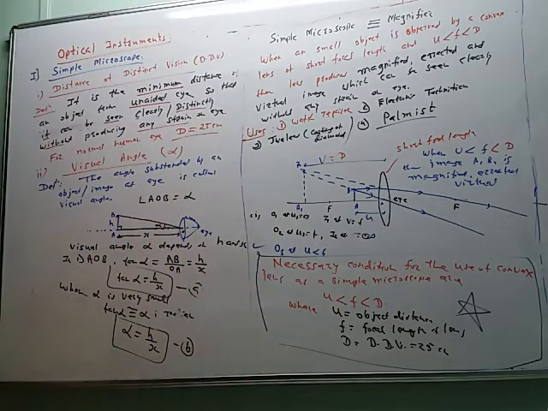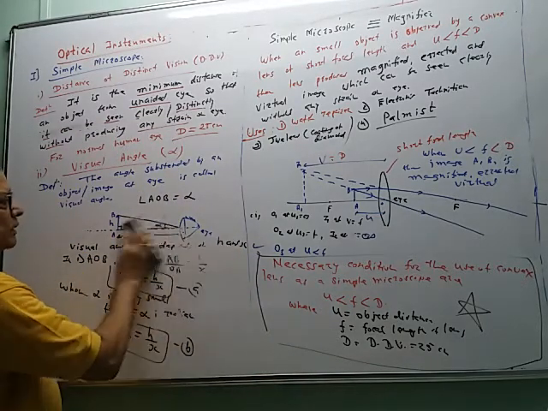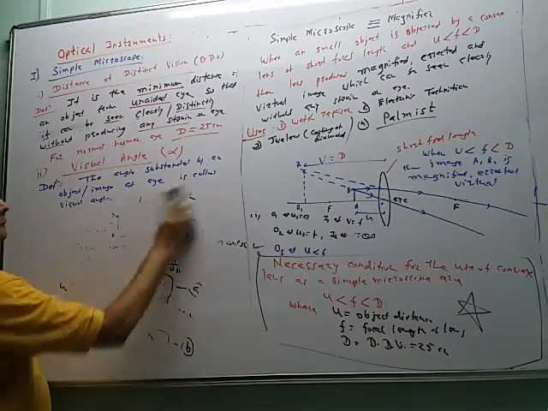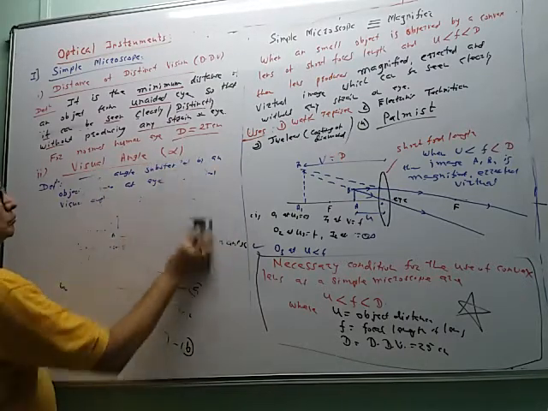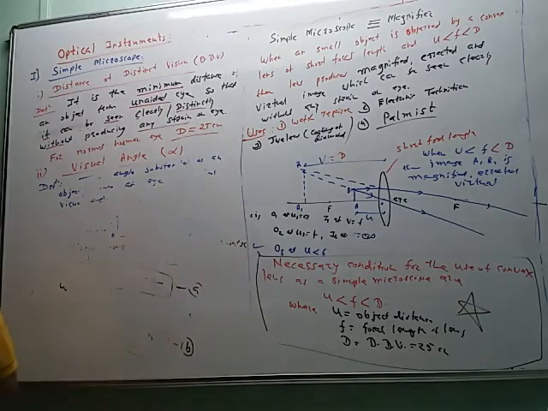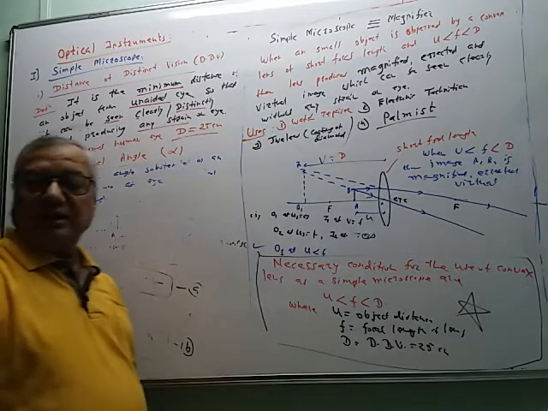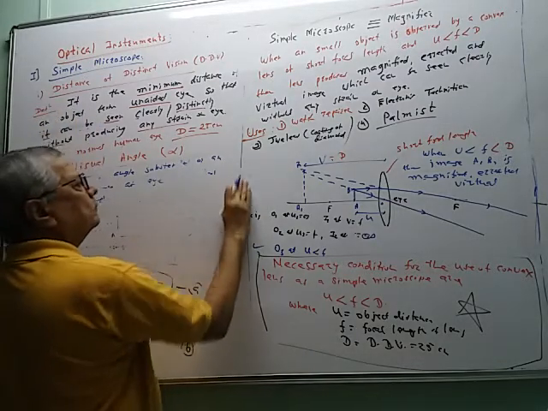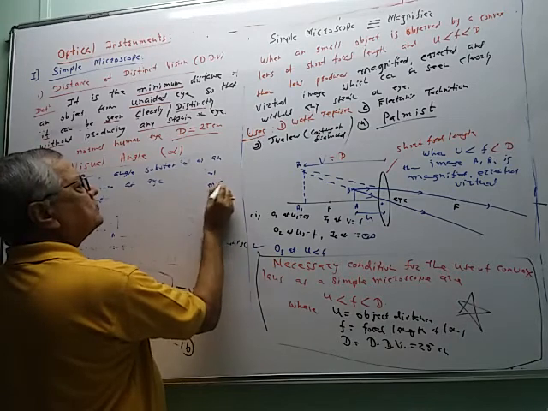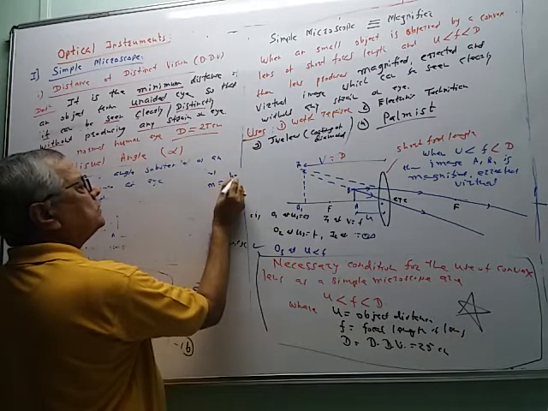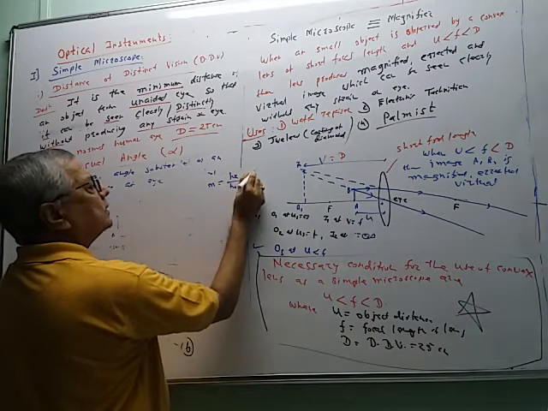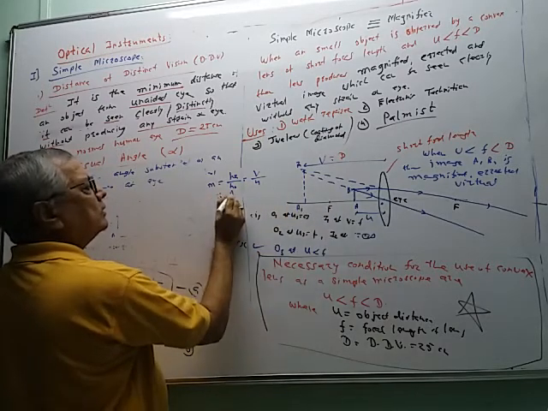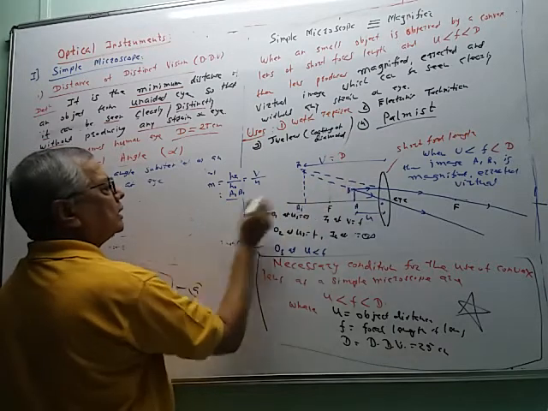Now we get the magnified image. How much magnification? So for magnification, we already know this relation. That relation is M. Linear magnification is equal to height of the image upon height of the object, that is equal to image distance upon object distance. So in our case, A1 B1 is an image and AB is an object.